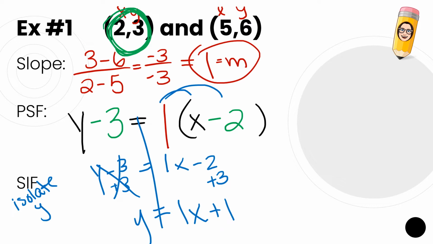Negative 2 plus 3 is 1. So yes, I zoomed through that because that is expected understanding at this point of the year. Once y is isolated, there's my SIF, y equals mx plus b.